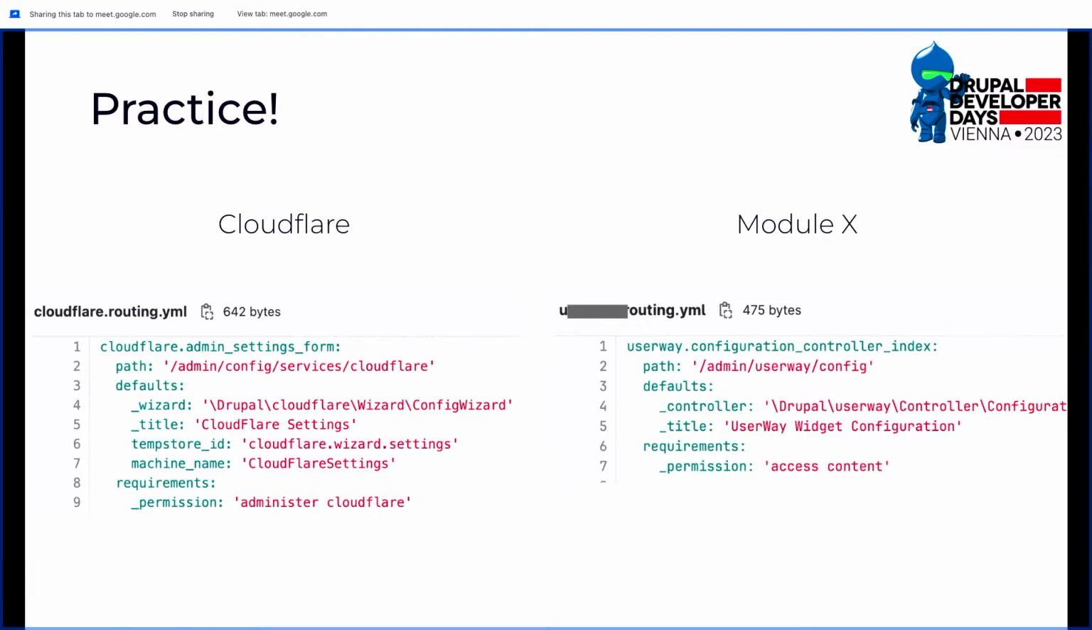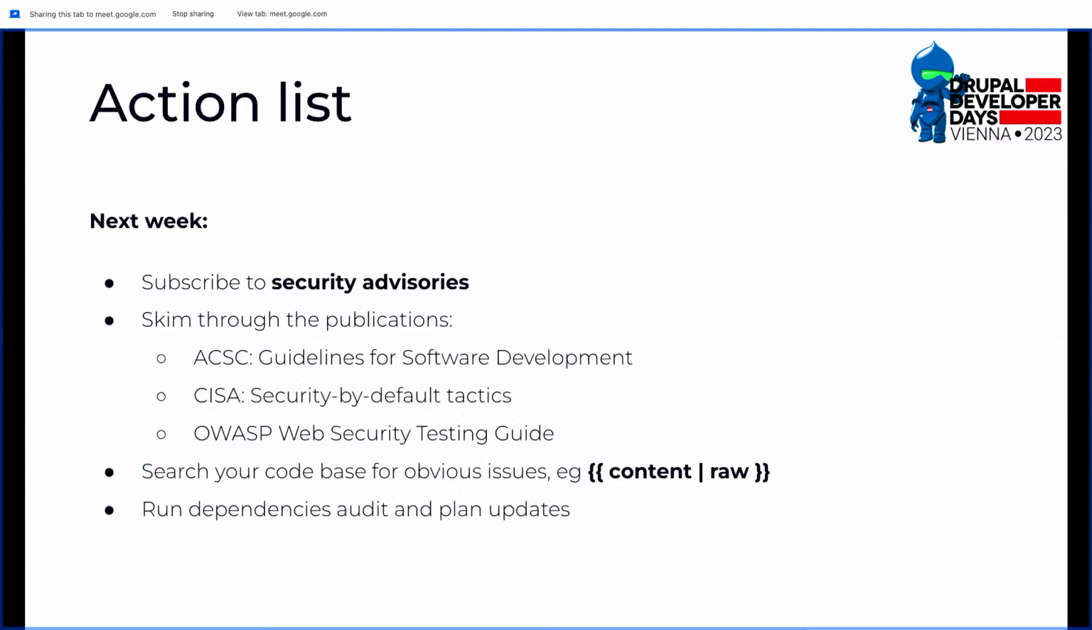in the routing YAML, can anyone see an issue here? So it's a route to an admin page. Yeah, exactly. So anyone can access the admin user config page. Oops. So if you find something like that, report it to the developers of this.